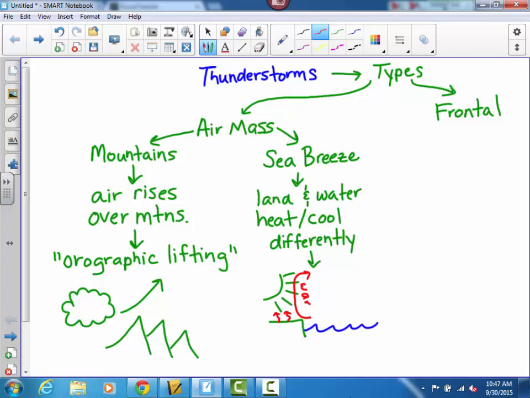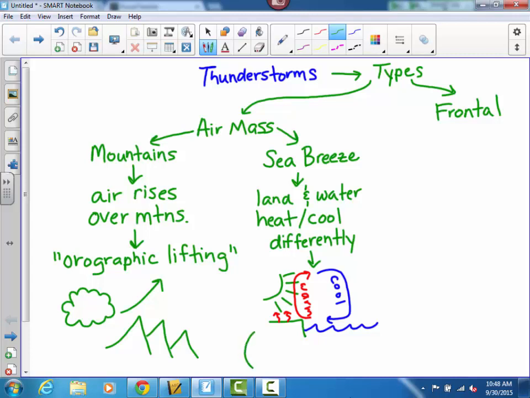I'm making it red, but we'll put warm here just so you know. And as it rises, what happens to its temperature? It cools down. And then what happens to the air? It falls. So then that air would sink over the water. This would be the cooler air. This cycle of convection goes with the idea of lifting. Anytime you have lifting, warm air rising, you have the potential for a thunderstorm.